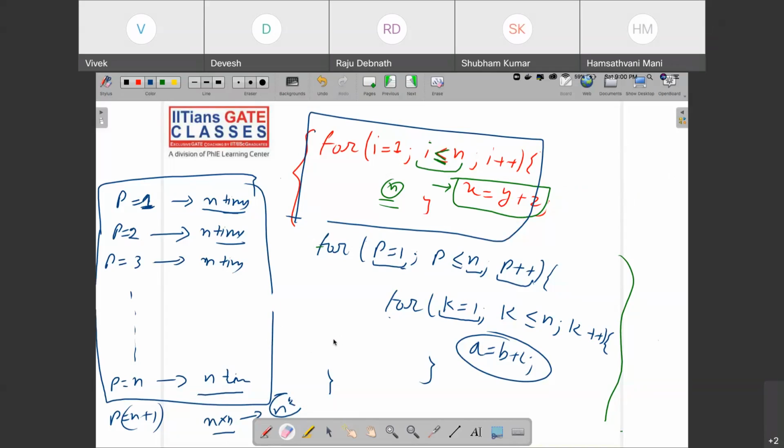So can you tell me, Shubham, what is the time complexity for this nested for loop?